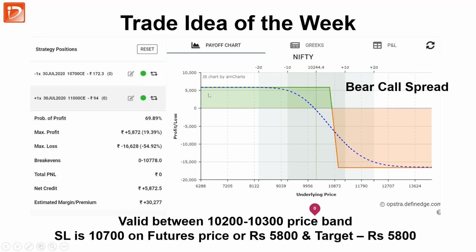So this is a slow churning trade, so just keep that in mind. This is for the July expiry.